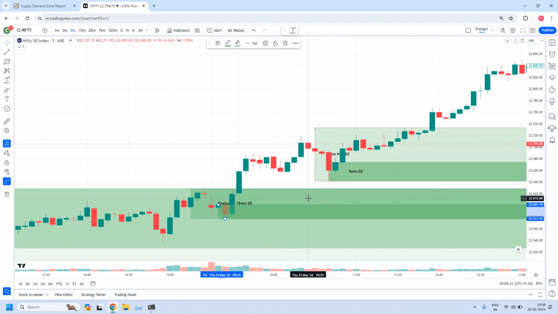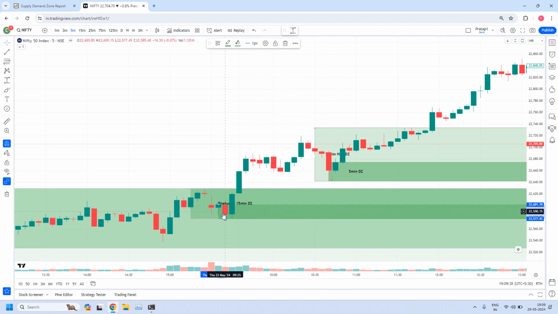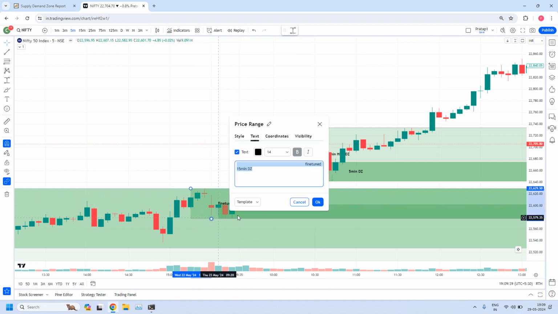And where you identified this fine-tuned 5 minutes demand zone? What happened? Oops. Fine-tuned 15. Fine-tuned 5 minutes demand zone.